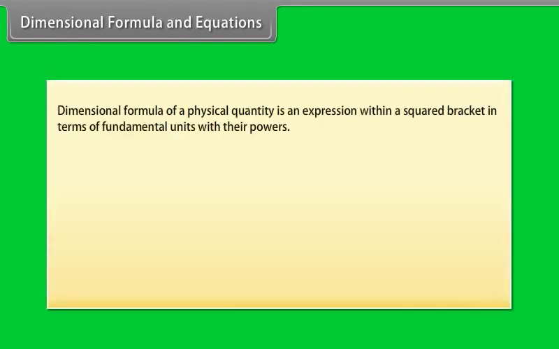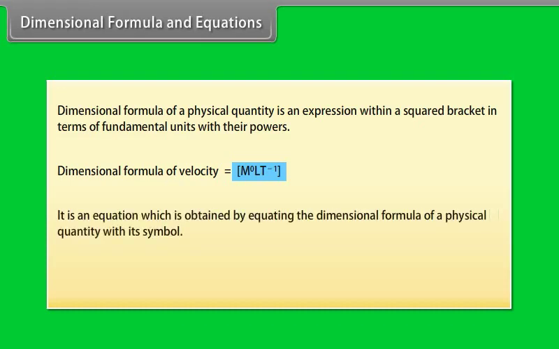Dimensional formula and equations. Dimensional formula of a physical quantity is an expression within a square bracket in terms of fundamental units with their powers. Let us take an example. Dimensional formula of velocity is [M^0 L T^-1]. A dimensional equation is obtained by equating the dimensional formula of a physical quantity with its symbol. Let us take an example. Dimensional equation of velocity is V is equal to [M^0 L T^-1].